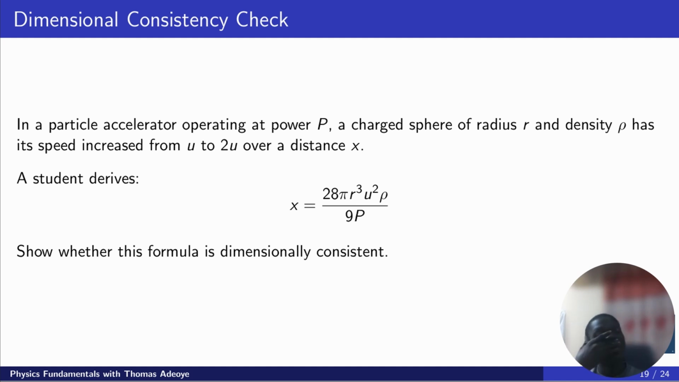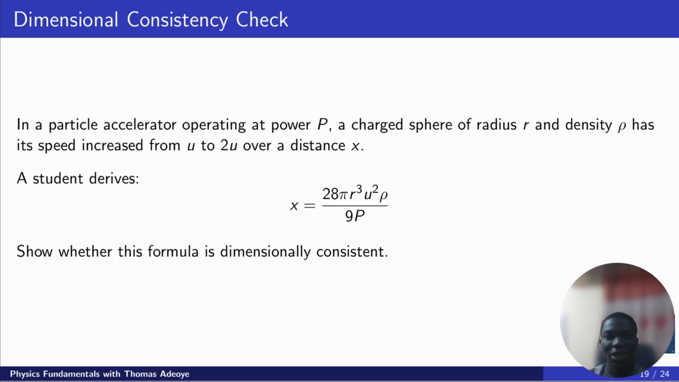If you have not forgotten, one of the things we use dimensional analysis for is to check if an equation is dimensionally consistent, or if it is valid. So now in this equation we want to show whether this is valid. All we need to do is to write the dimension of each of the parameters present.